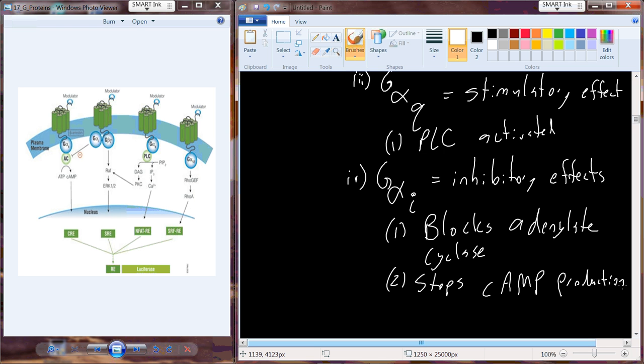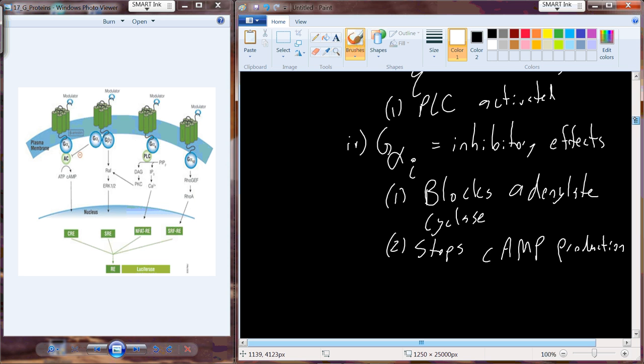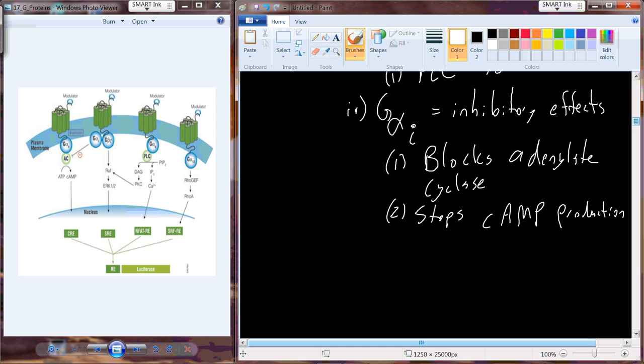And again, we have several different hormones that are going to utilize this type of mechanism where we downregulate cyclic AMP: melatonin, the prostaglandins, dopamine functions in this fashion. G alpha T, this has stimulatory effects as well.